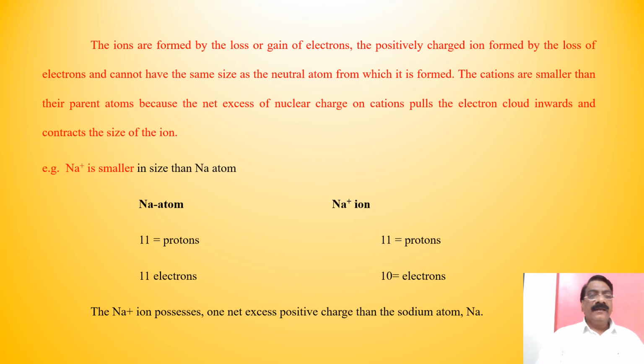For example, Na plus is smaller in size than the Na atom. See, the Na atom has 11 protons and 11 electrons, but Na plus has 11 protons and 10 electrons. The Na plus ion possesses one net excess positive charge compared to the sodium atom.